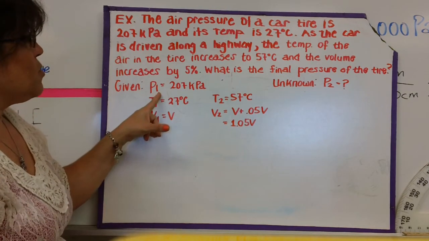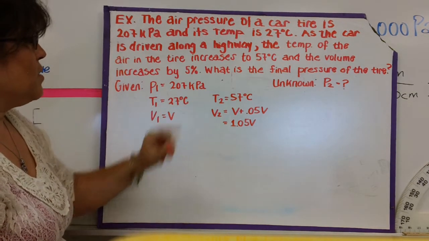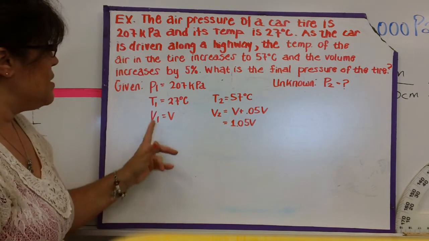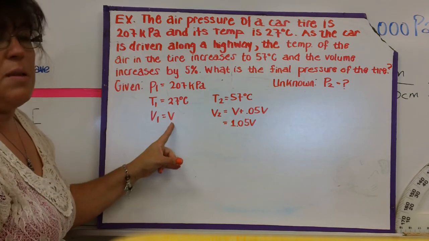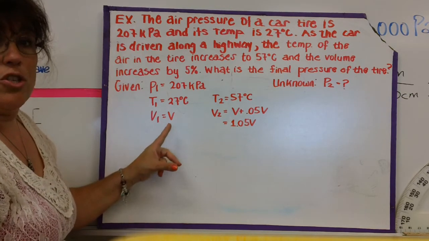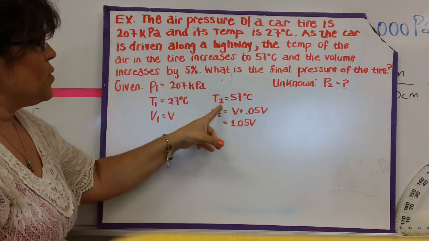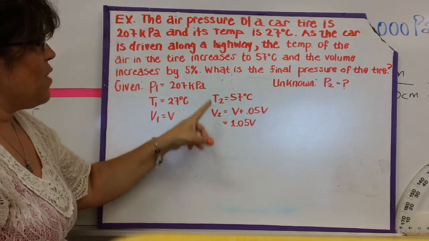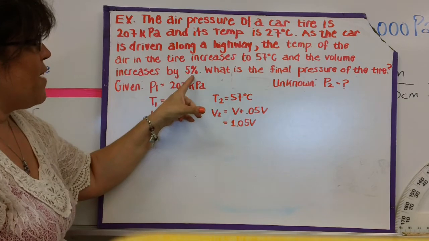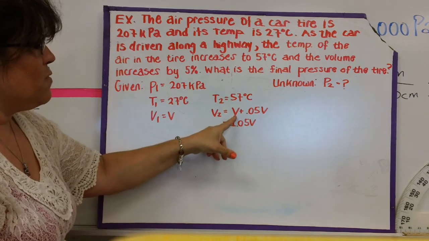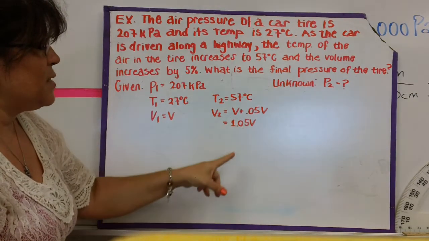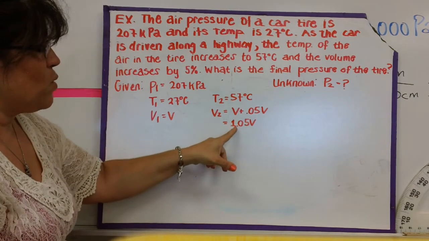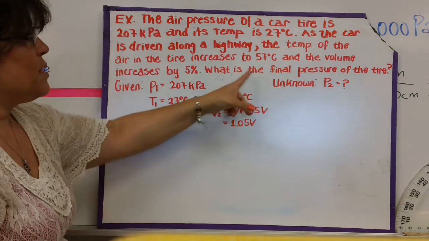So we know our initial pressure is 207 kilopascal. The initial temperature is 27 degrees Celsius. The initial volume is just going to be V. We don't know what it is, we just know that it's volume. We also know that the final temperature is 57 degrees. The second volume, it says, increases by 5%. So it's going to be the initial volume plus an increase of 5%. If we add this, it's 1V plus 0.05V. We have 1.05V. What is the final pressure?